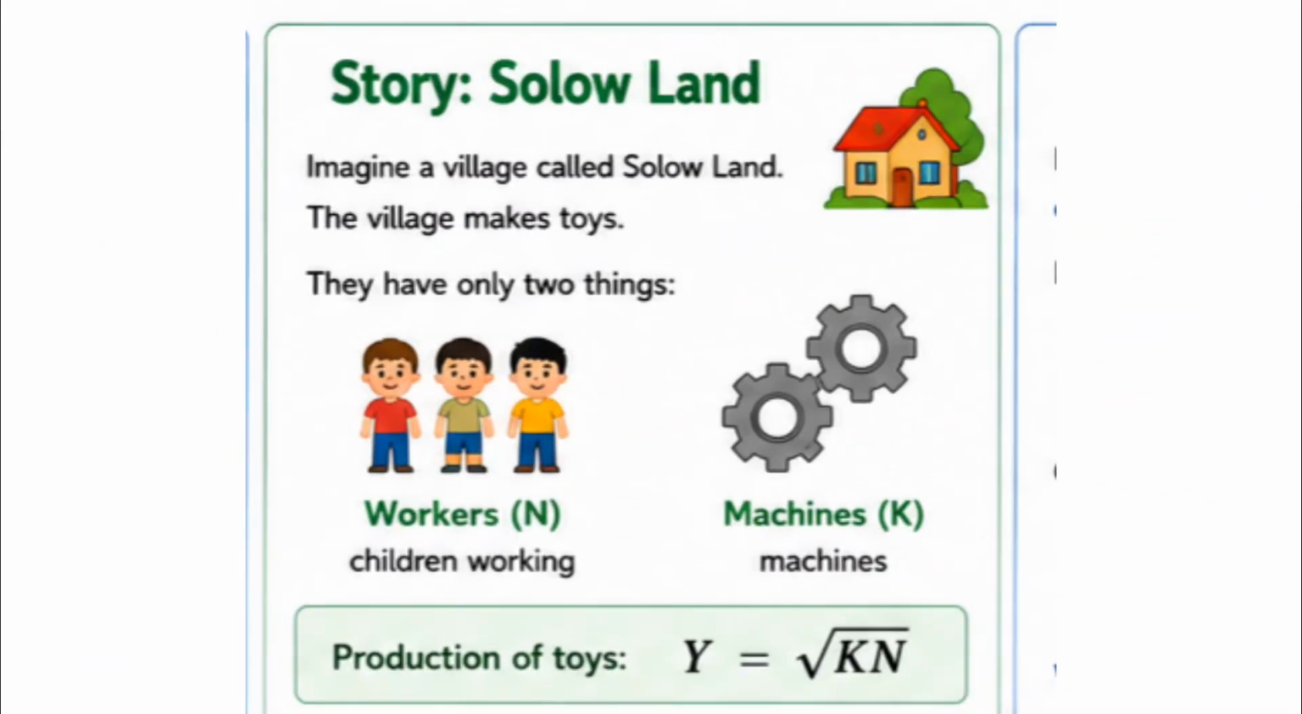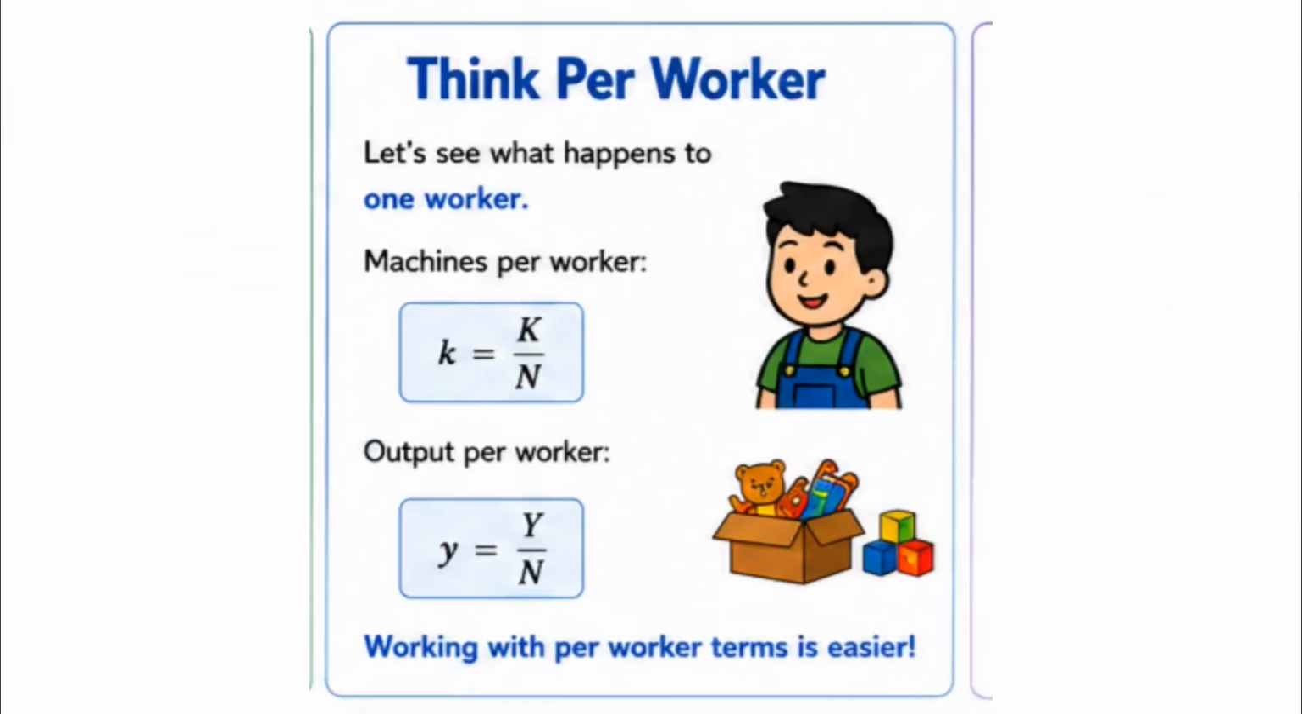So let's understand what's really happening here. Imagine a village called Solow Land, where the only business is making toys. To keep things super simple, the villagers only have two things to work with: the kids in the village, who are our workers, and the machines they use. So the total number of toys they can make depends on both how many kids are working and how many machines they have. We define machines per worker as the total capital divided by the number of workers, and output per worker as the total output divided by the number of workers. Looking at things this way makes the whole economic puzzle much easier to solve.